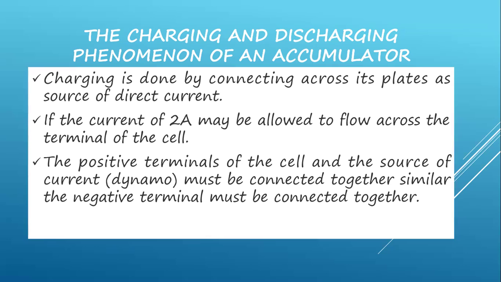Now, if a current of 2 amperes is allowed to flow across the terminals of the cell, the positive terminal of the cell and the source of the current, that is the dynamo, must be connected together. Similarly, the negative terminals must be connected together. So that has to be noted when you're trying to charge the accumulators.